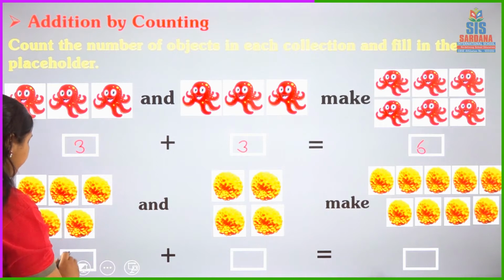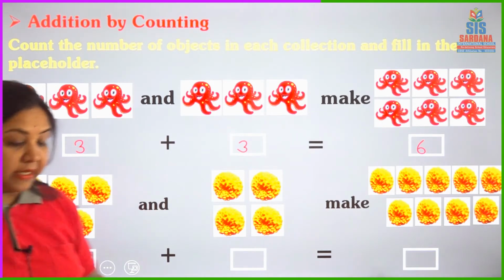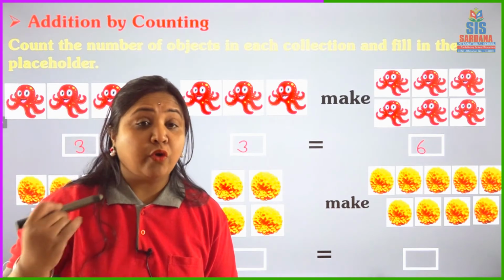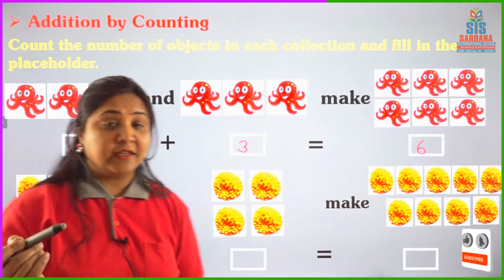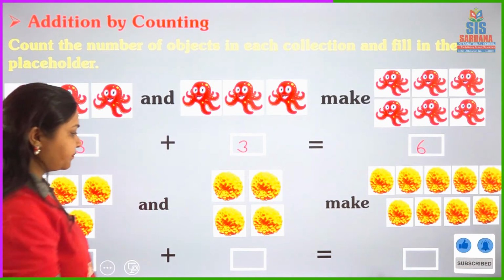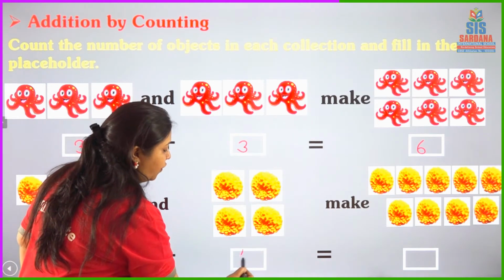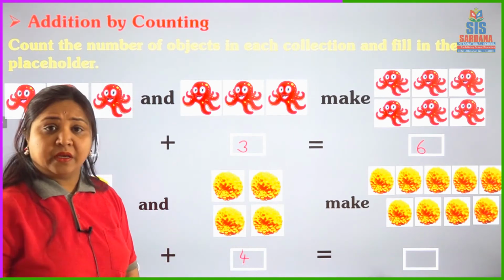1, 2, 3, 4, 5. I want to make a garland of flowers. Garland means mala. I wanted to make a garland of flowers. So I had 5 flowers in one packet, and 1, 2, 3, 4, 4 in the another packet.